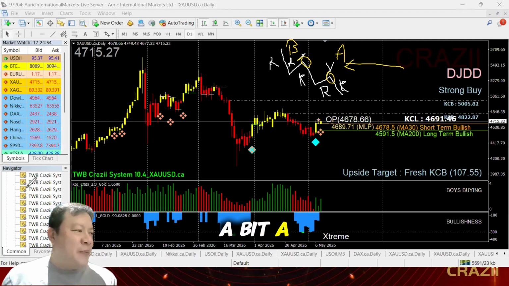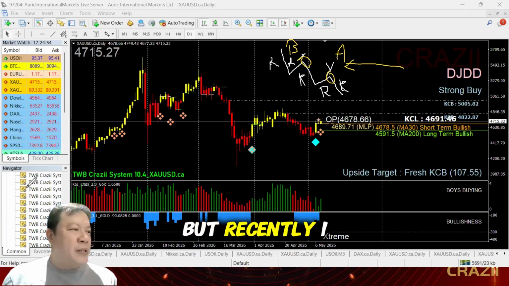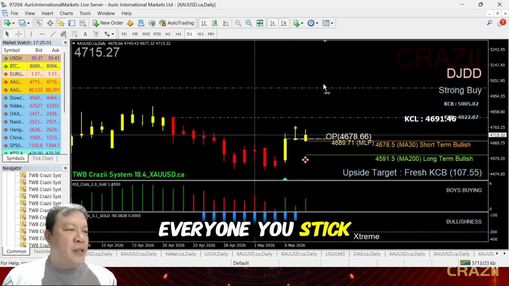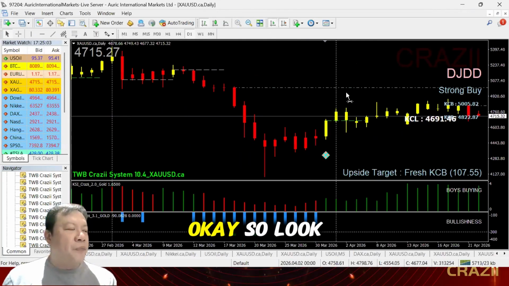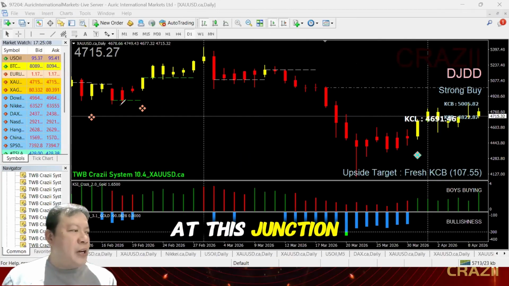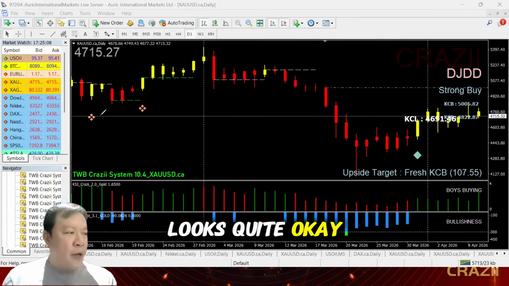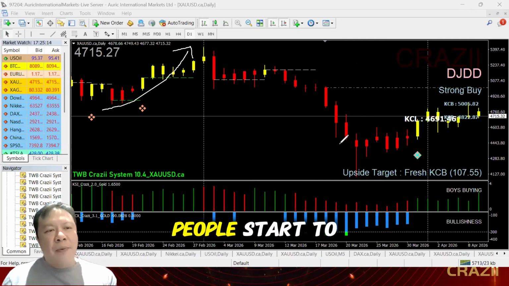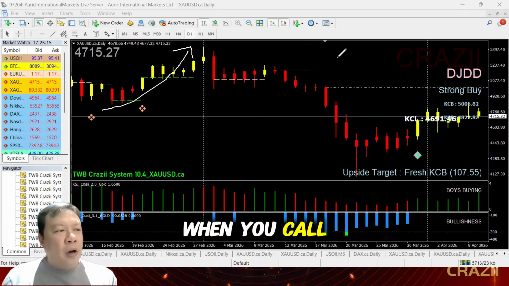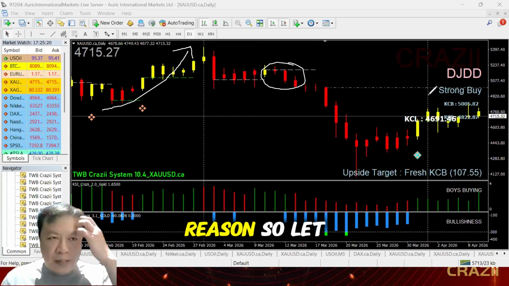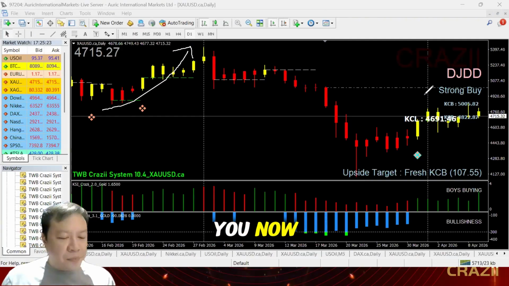All right, this may be a bit new for some people, but recently I have been sharing this. Okay, so let me just share to you now, everyone. You stick to me, you understand? Okay, so look at the chart. Now, the chart actually at this junction looks quite okay on the way up, right? So many people ask me, Kel, when you called for sell over here back then in March, what was your reason? So let me explain to you now.